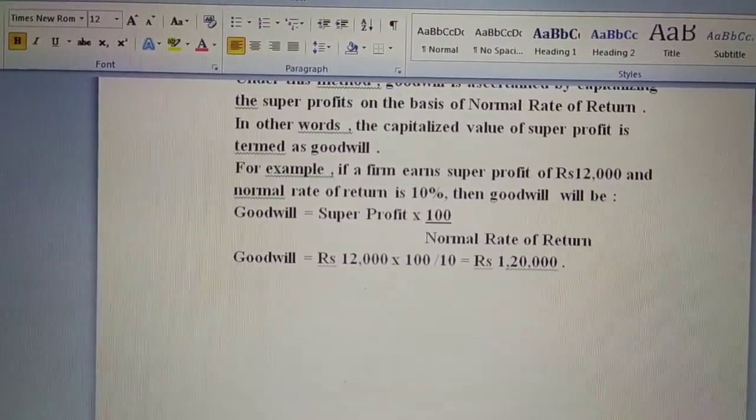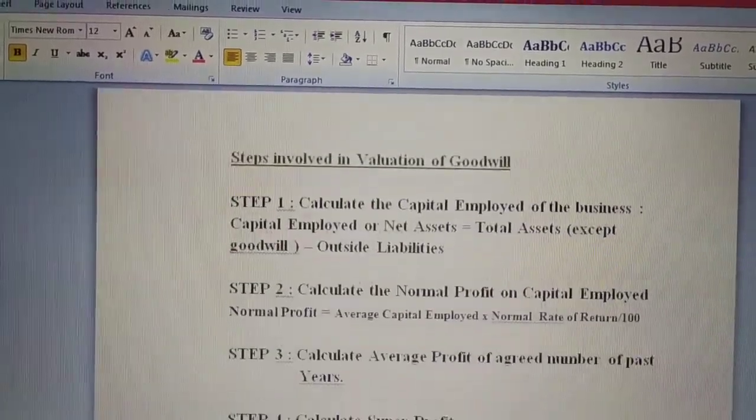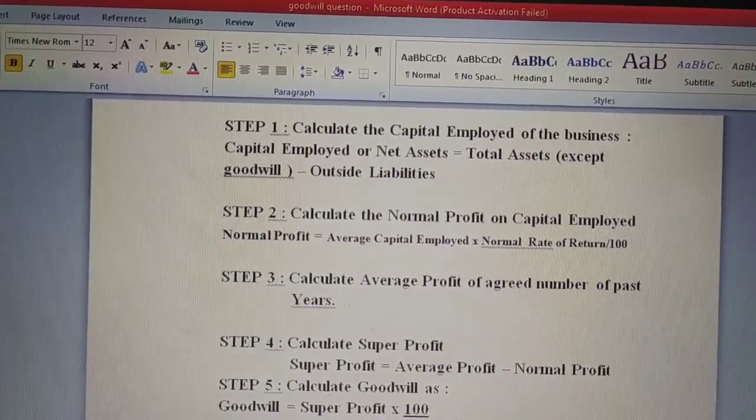Here we have some steps involved in the valuation of goodwill.